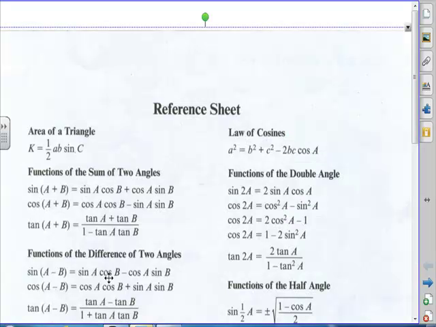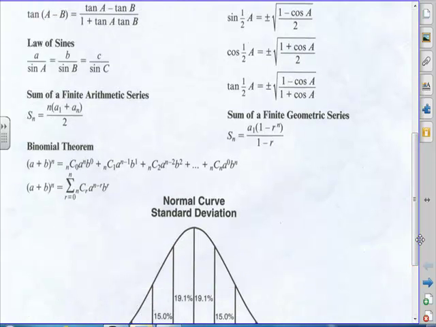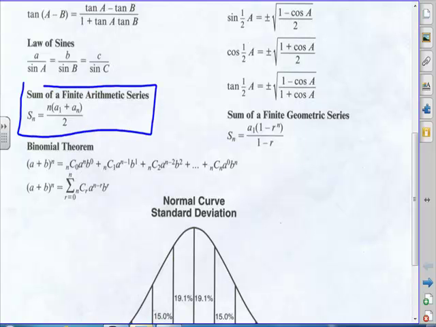just like your reference sheet, on this test you will be given two equations. I will give you this equation and I will give you this equation. So I would suggest that you make sure you have a couple other equations in your head, and I'll just tell you what they are.